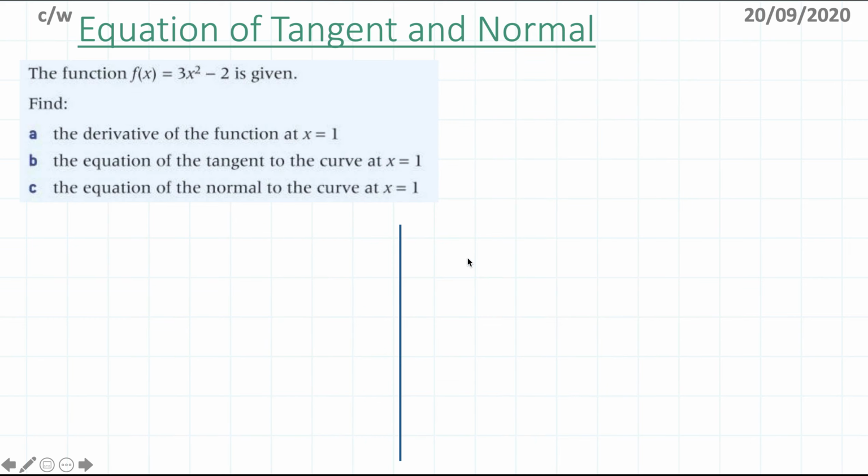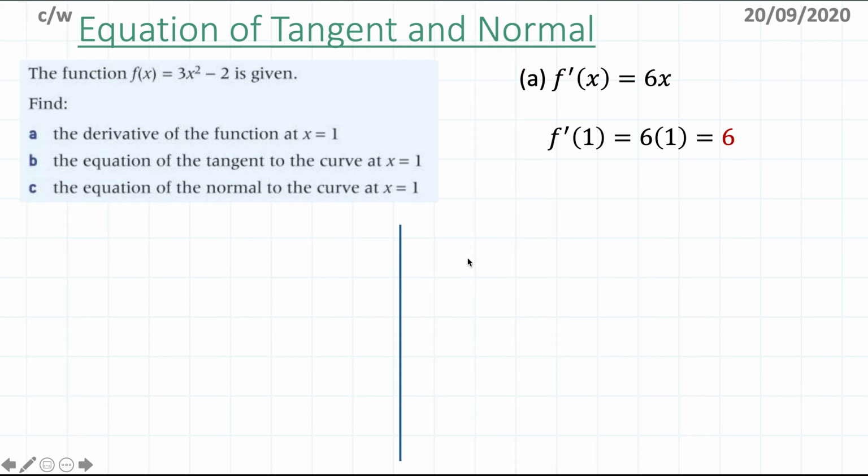So I'm going to go through one example of how to do the full thing. If I have this function, the first question is find the derivative at x equals 1. So the first step is to derive. The derivative f prime of x is going to be 6x. And then I'm going to substitute my x, and that's going to give me 6. So next, I need the equation of the tangent.